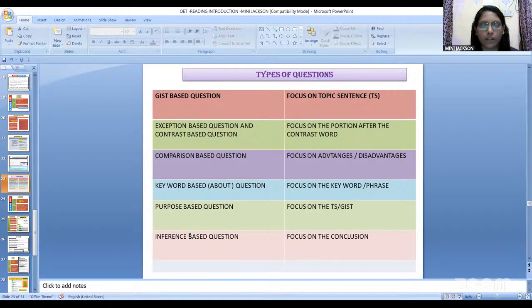I saw in the research type questions that the inference question answer may sometimes be in the middle portion also, not only in the end portion. But clearly we can say that inference based questions are conclusion type questions. The answer will be in the conclusion.